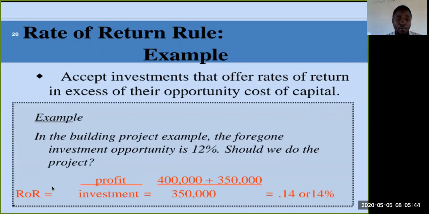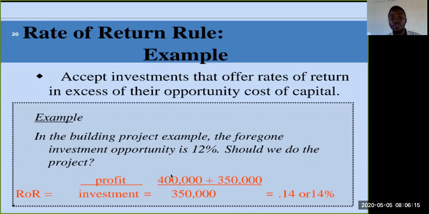So this is the formula of the rate of return: the profit over the investment. And then this is the opportunity cost. We say that if your rate of return is greater than this value, then you should go ahead with the project. So we've got 12%. Now let's see if our rate of return is going to be greater than the 12%.